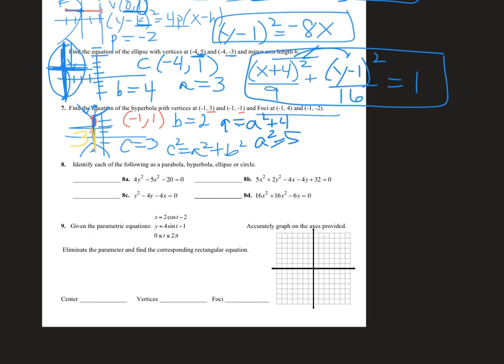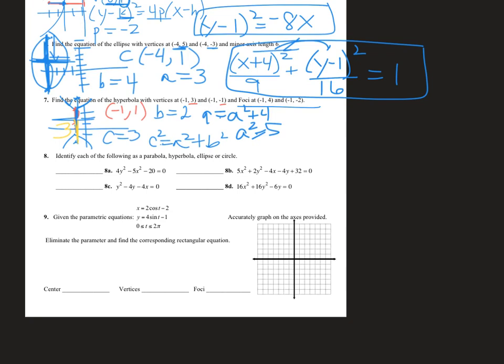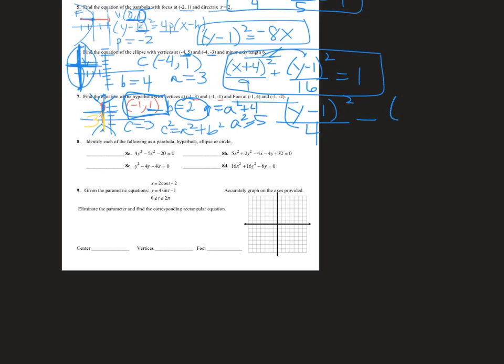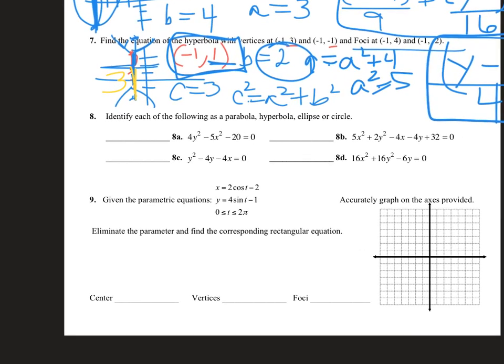There's no need to take the square root of that, because now we're going to write our equation. I'm going to write it over here. So y is going to be first because it's going up and down, and don't forget this is h, k, and k is the y value here. So we have y minus 1 squared over b squared, which is 4, minus x plus 1 squared over a squared, which was 5, and this equals 1. So there it is.